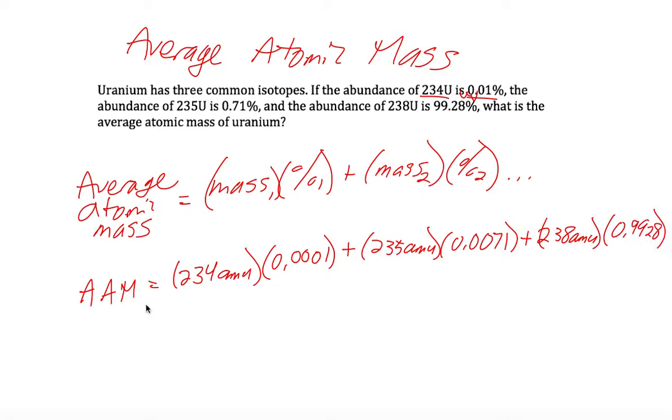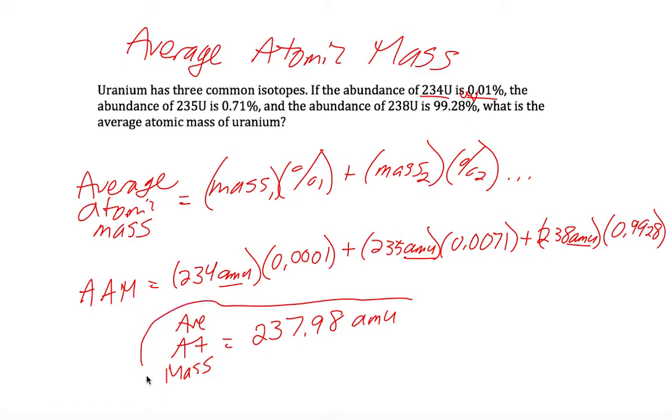If I multiply and add all those together, I should get an answer. So my average atomic mass should equal 237.98 according to my calculations. And my unit is going to be AMU, because AMU plus AMU plus AMU gives me AMU at the end. Make sure you include your units on this. This is how you do average atomic mass.